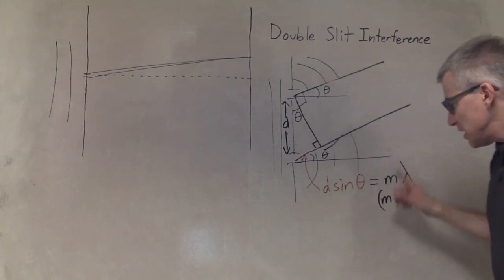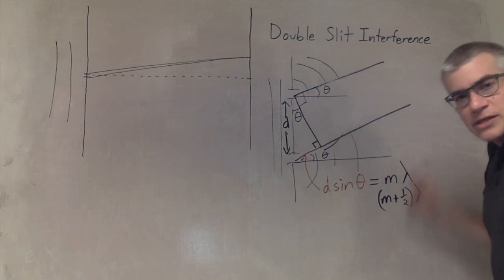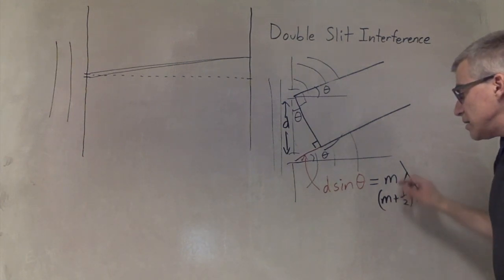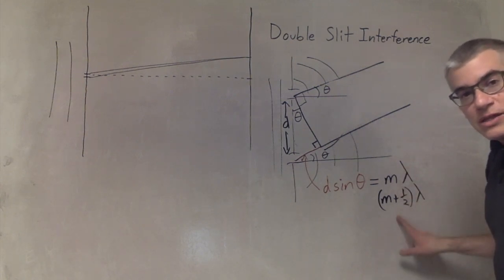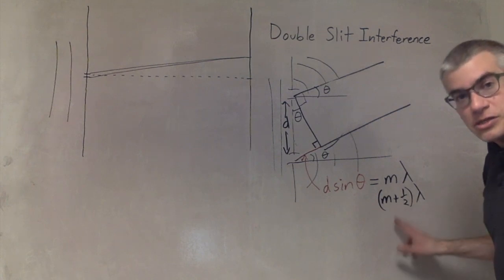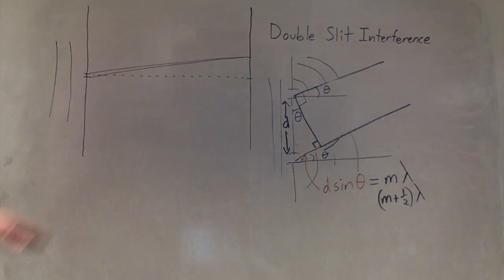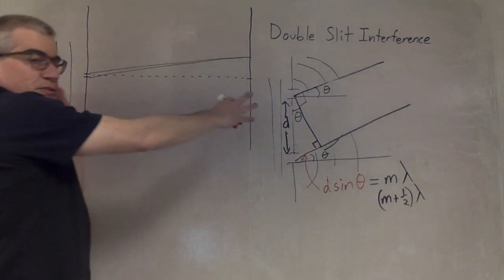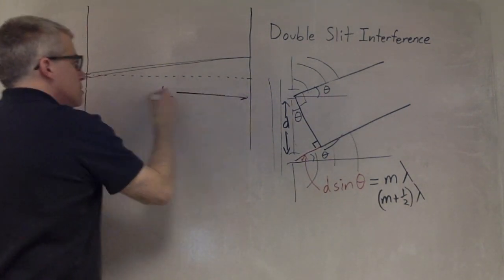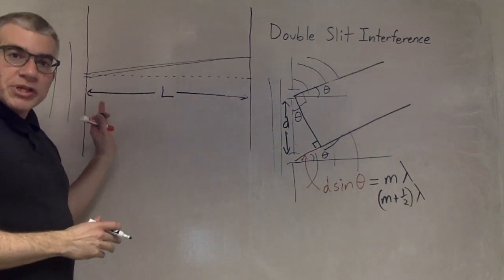So we're interested in the cases where we have an integer number of wavelengths or an integer plus a half number of wavelengths. And this will be constructive and this will be destructive. So this is how you find the bright zones, and this is how you find the dark zones. Now back to this side. Looking at it in full scale, the screen is going to be at a distance L from the wall with the double slits.